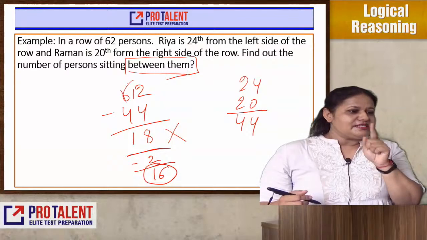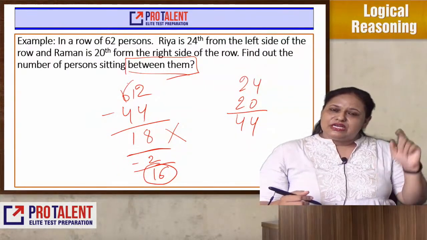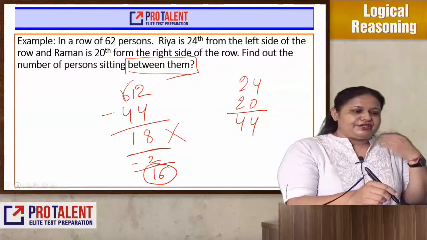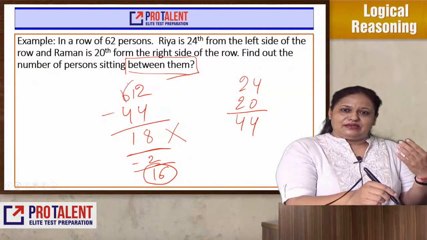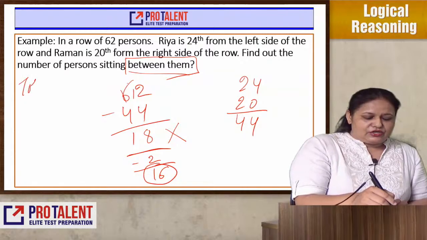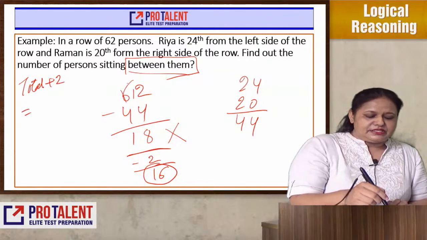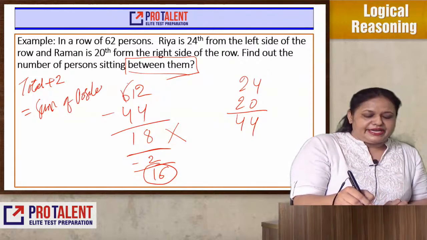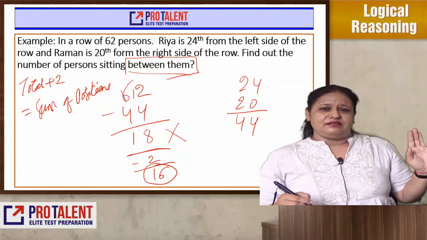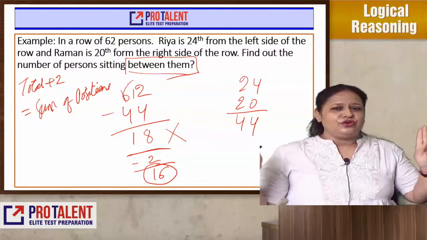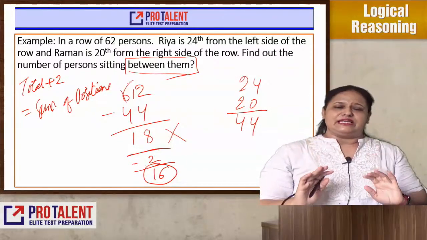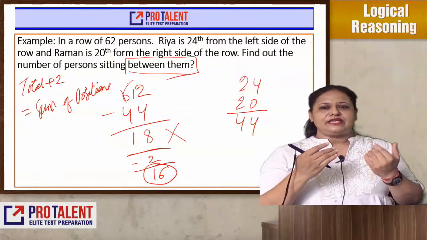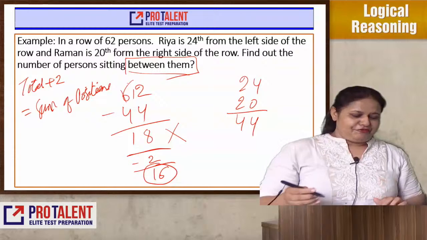So what is the point we have to keep into consideration? You can also say total plus 22 is equal to the sum of the positions. You can understand it that way, in case you are very good at equations. I am not good at that. I understand only the concept. Because it has asked between them, I visualized it and deducted 2 more. Fine, very good.